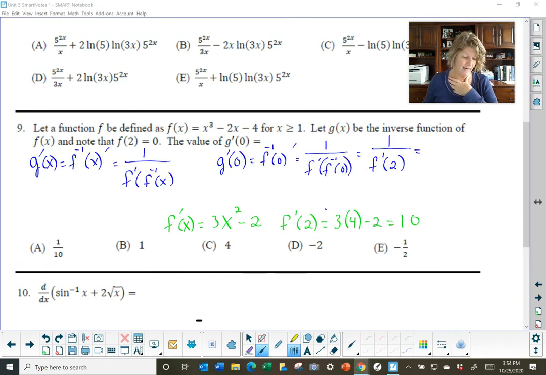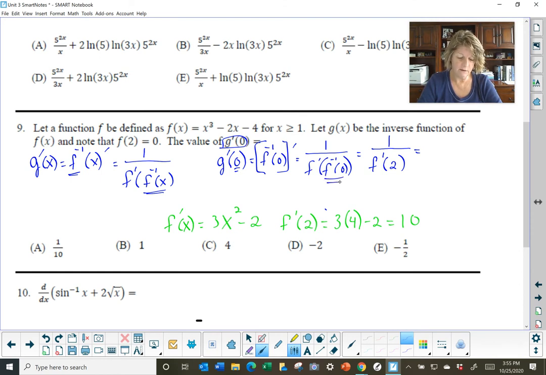All right, I've laid out quite a bit of work here, so let's walk through it. They want us to find the value of g prime of 0. And I know that inverse derivatives go like g prime of x. Well, that was related to f. It was f's inverse. So f inverse of x derivative is equal to 1 over f prime of f inverse of x. So if I put my 0 in place, I'm going to have g prime of 0 equals 1 over f prime of f inverse of 0.